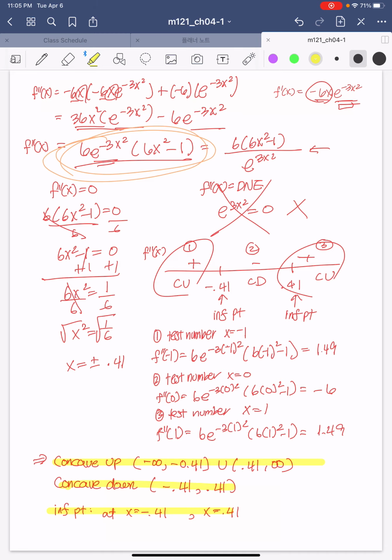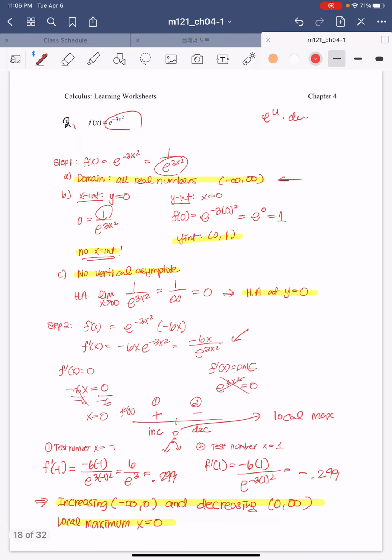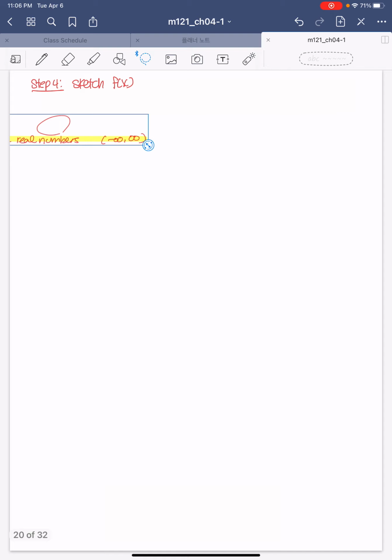Now, let's use all this information and sketch the graph. Just like what I did before, I'm going to copy all the information that I found to sketch my function. So let's copy the domain here. We have a domain defined.